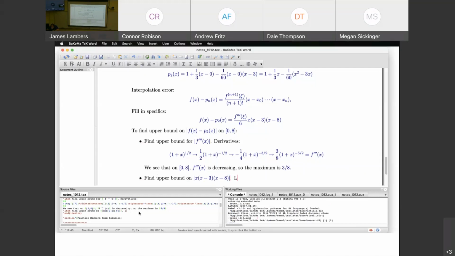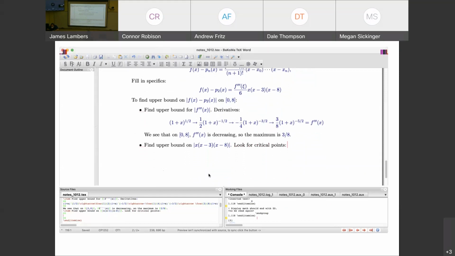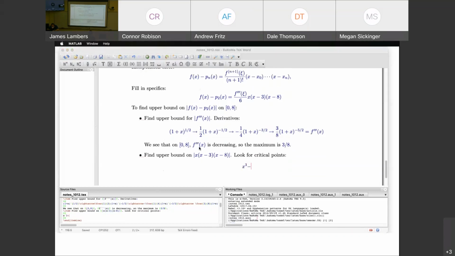Okay, so we'll look for critical points. What I'll do is, I'm going to cheat. This polynomial has roots 0, 3, and 8. So if I multiply that out, that's x cubed minus 11x squared plus 24x. Yes, I have Matlab do this for me. Now I take the derivative of that, and I get 3x squared minus 22x plus 24.